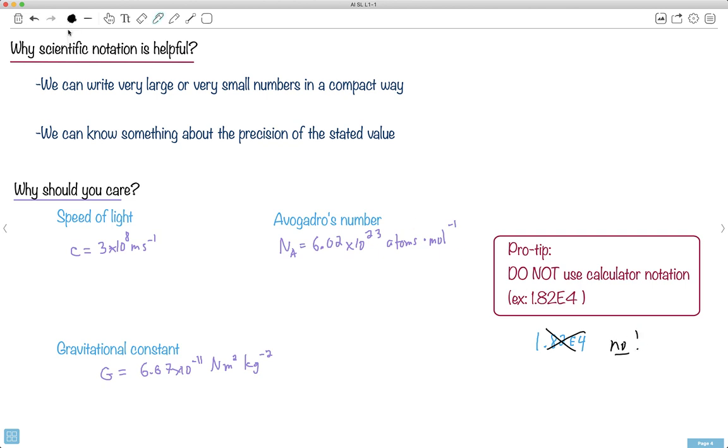Okay? The way to write it is instead to write it like 1.82, do it in scientific notation, times 10 to the power of 4. That's what this is telling you. This E4 just tells you times 10 to the. So that's the key. Hope this was helpful.